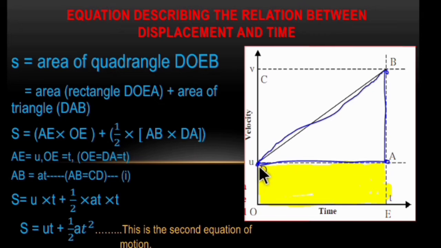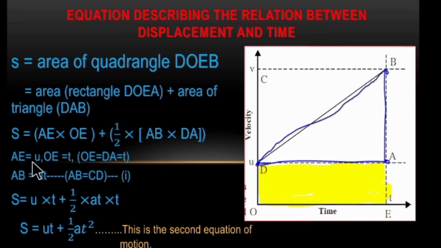The quadrangle DOEB is equal to the area of the rectangle DOEA, denoted by yellow color, plus the area of the triangle DAB, denoted by blue pen. Then s is equal to AE into OE plus half into AB into DA.